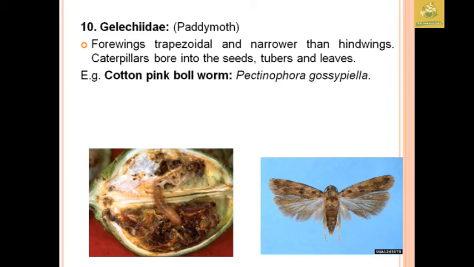And regarding the characteristics, the forewings are said to be trapezoidal in shape, and the hindwings are narrower than the forewings. And the caterpillars bore into the seeds, tubers as well as the leaves of the particular crop. So these are the important characters you must remember about the Gelechiidae family.